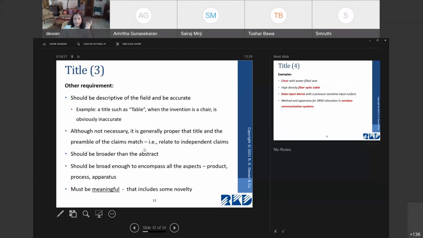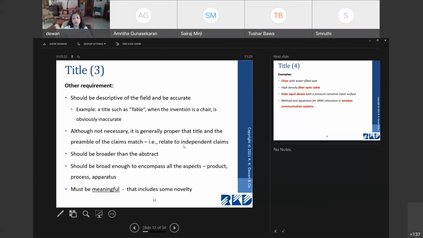As a very simple example, if it is a table, you cannot write table when the invention is a chair. So it should relate to the subject matter. Although not necessary, it is generally proper that the title and the preamble of the claims match. It is a good practice, because sometimes, by creating more and more words, you could fall into not having consistency for the same object.